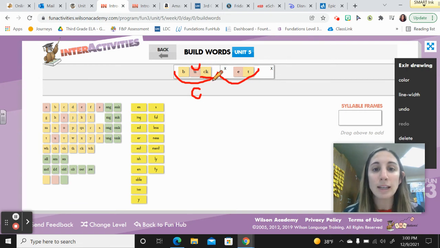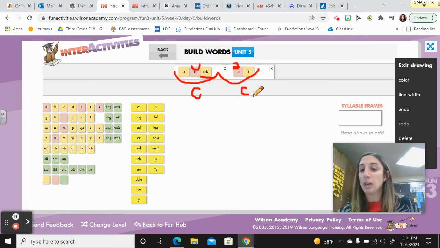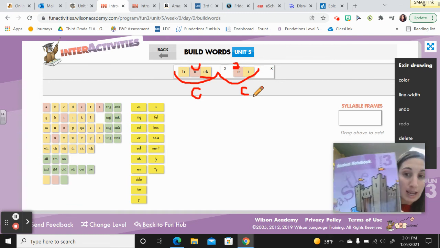Okay, so there's buck, now it. What do we put here? Because it sounds like it should be an I, buck-it, but it's not. It's unexpected. That's where that schwa, upside down E symbol, comes into play. And that is still a closed syllable though. Okay, so bucket.